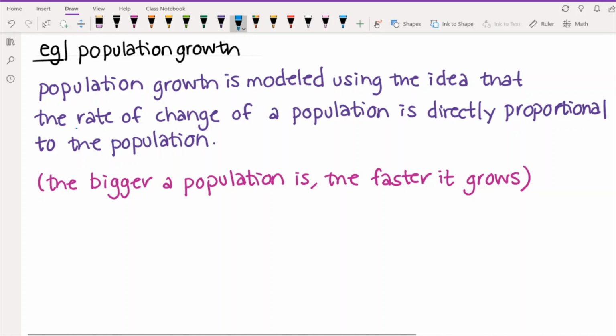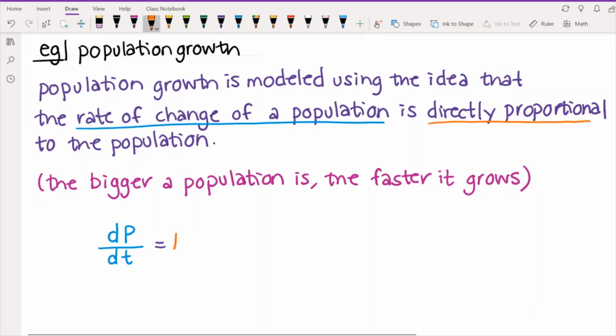Well, the rate of change of a population, that would be dP/dt. Let's say that P represents the population after t years, or whatever the time units are. So dP/dt would then be the rate of change of the population. And then what does the word directly proportional mean? It basically means that there exists some number k such that when you multiply k with the population, you get the rate of change.